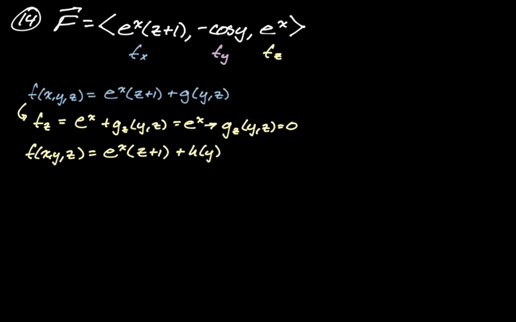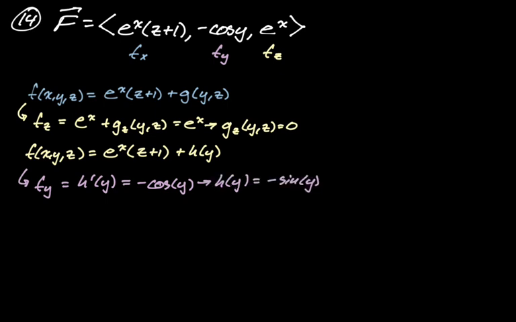Find the derivative of this, the partial derivative with respect to y, and I get that partial y should just be h prime of y. Compare this to what I think partial y is, which is negative cosine of y. Integrate this with respect to y, gives me negative sine of y, and update what I think the potential function is to get e to the x quantity z plus 1 minus sine of y. That is our potential function.